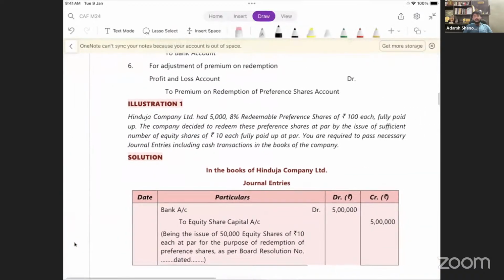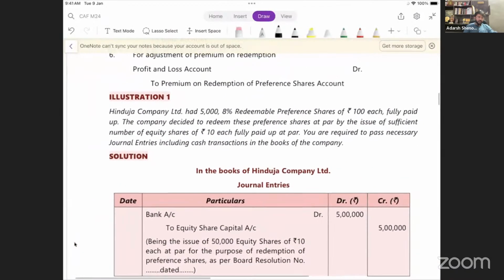Very easy. Once you've understood all the discussions that I've made till now, you'll find the problems very easy. With logic, I have told you everything. Now let's do the problem.